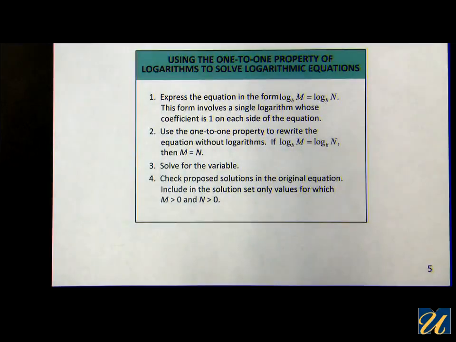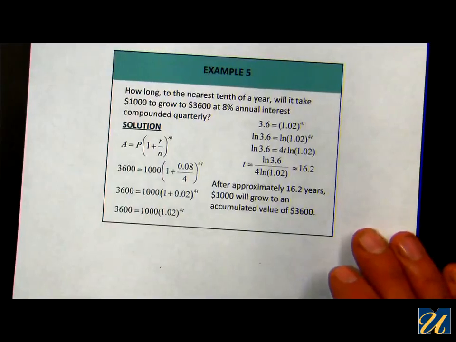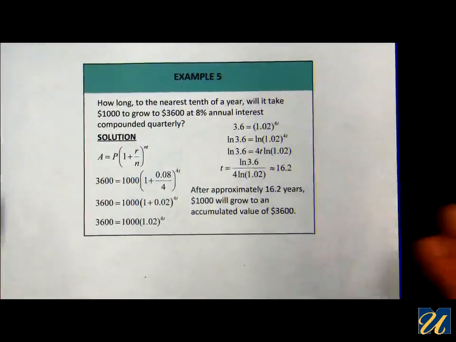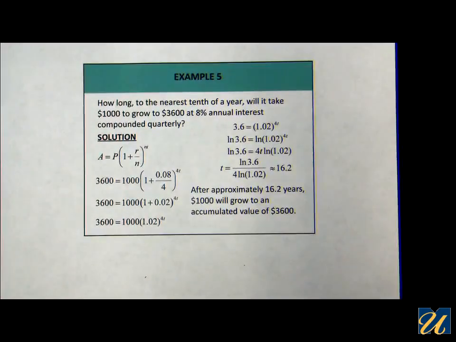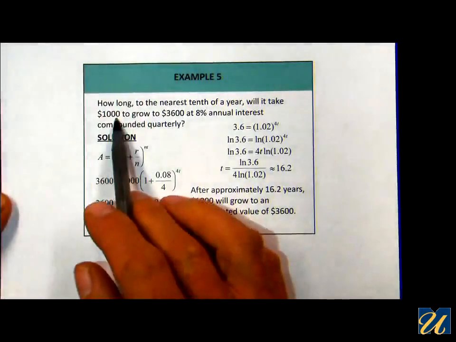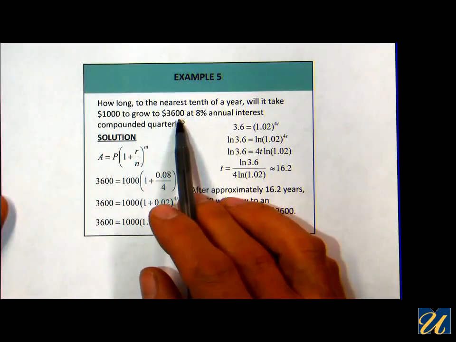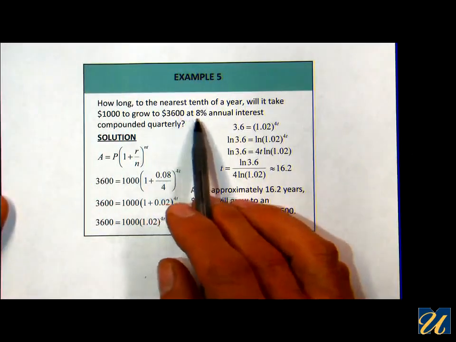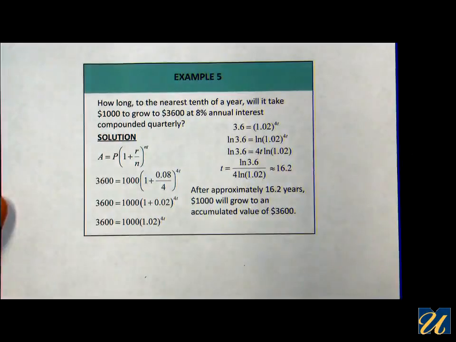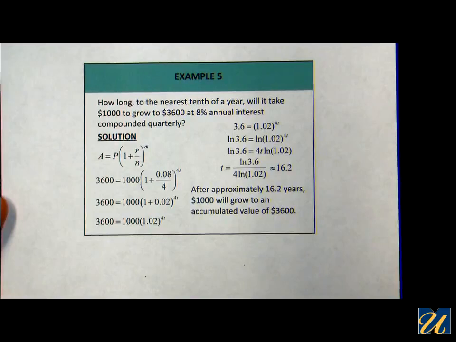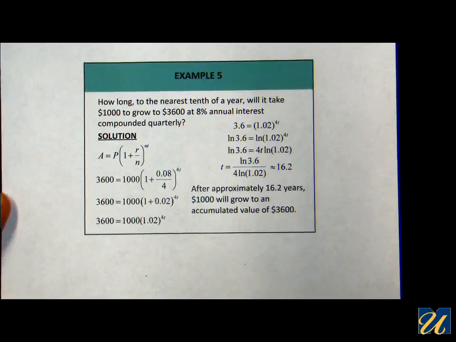Okay, let's take a look at an application example here, example 5. How much time, to the nearest tenth of a year, will it take if you start with $1,000 and you want to make that grow to $3,600 at 8% annual interest? And we're going to compound that on a quarterly basis.